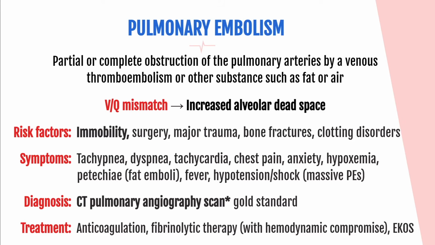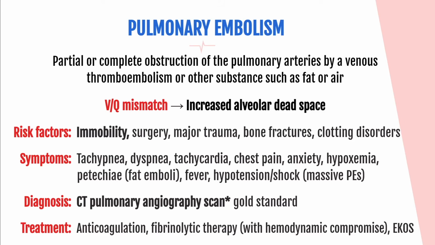Some risk factors include immobility, surgeries, major trauma, bone fractures, or clotting disorders. And the signs and symptoms include all of these listed here. Most importantly, tachypnea, dyspnea, chest pain, and hypoxemia. If the pulmonary embolism is a result of a fat embolus, the patient will likely develop petechiae or a petechial skin rash. You can also have hypotension, shock, or cardiopulmonary arrest with massive PEs.